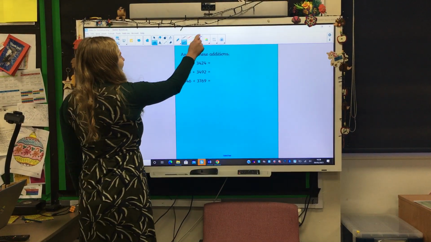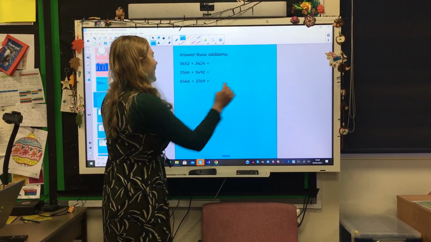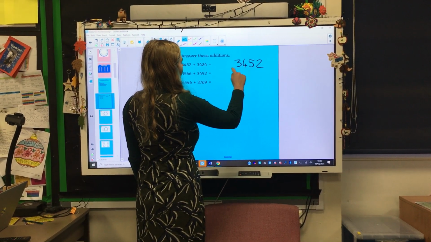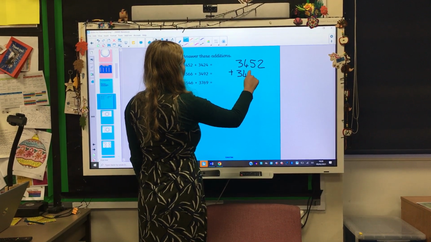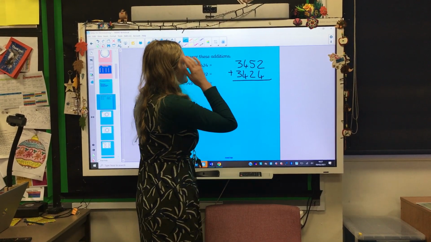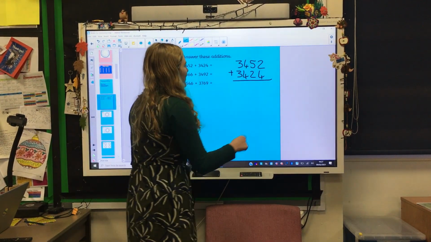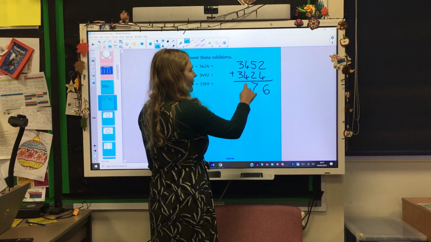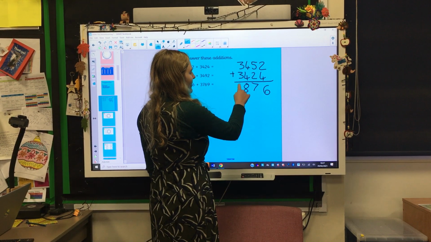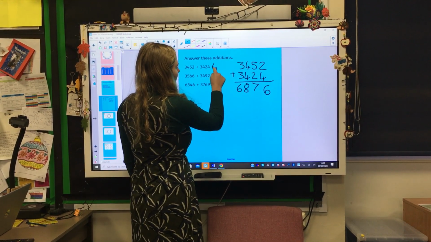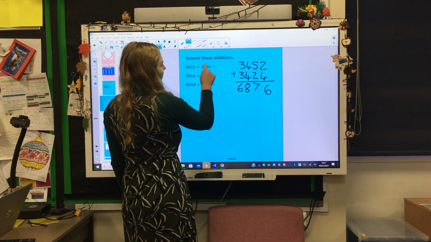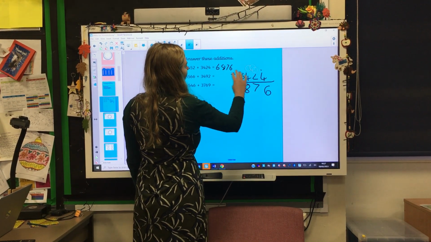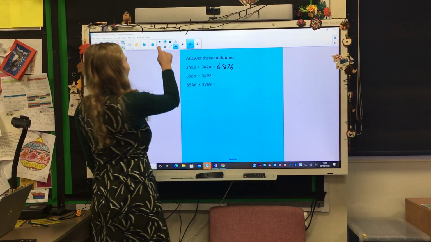Okay, welcome back. Let's go through these very quickly together. So we're going to need our lovely columns. We've got 3,452 adding on 3,424. There's not going to be any exchanging in this one, which is good because it helps us warm up. So 2 add 4 equals 6, 5 add 2 equals 7, 4 add 4 equals 8, and 3 add 3 equals 6. So the answer is 6,876. Lovely. Now, you know I hate it when you rub out your workings out, but we're going to run out of room, so we will rub them out.